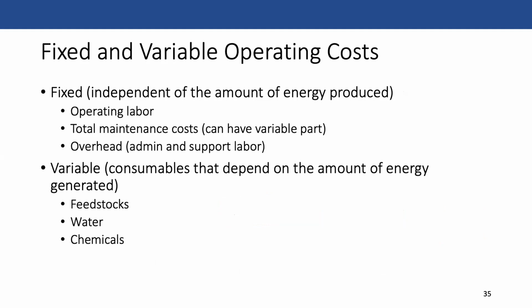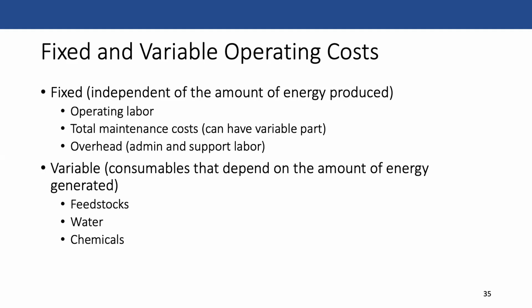Okay, and so besides the capital costs, right, you may have some fixed and variable operating costs. So fixed costs are things like operating labor, total maintenance cost, overhead, and then variable costs are consumables that depend on the amount generated. So, okay, what might this be?